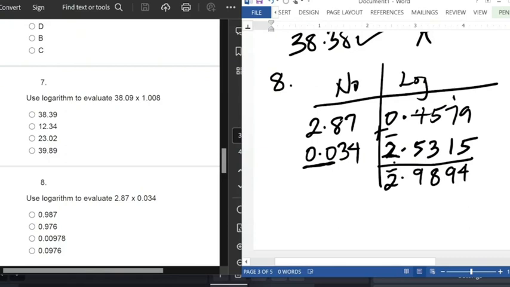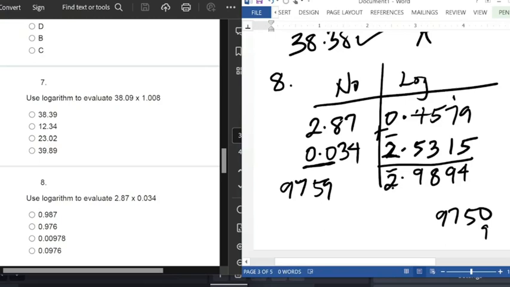So the next is to now check antilog 98 under 9, which is 9750, difference 4. Difference 4 is 9. So that will be 9759.